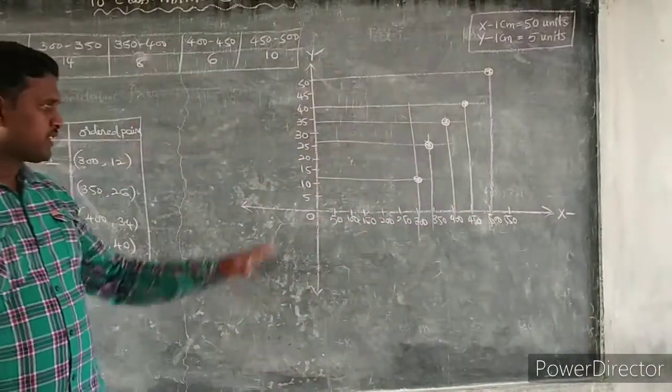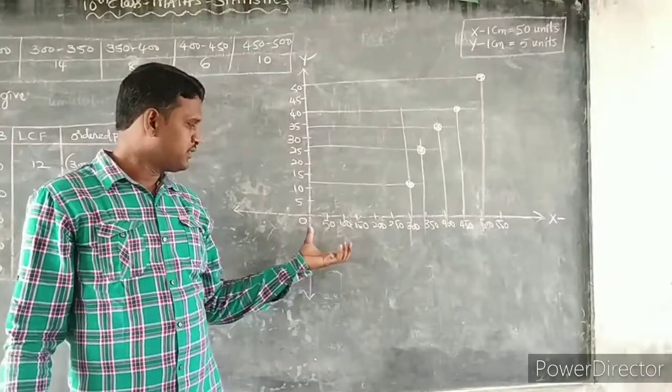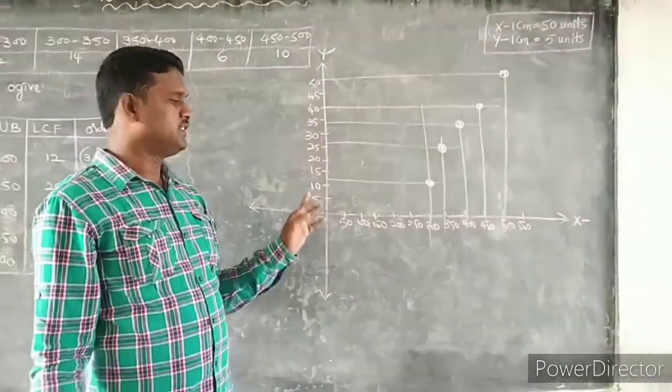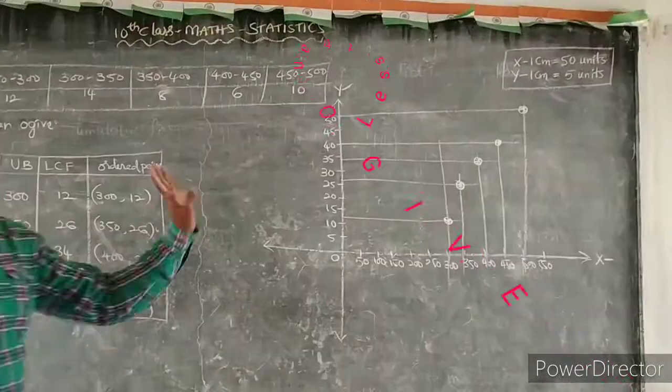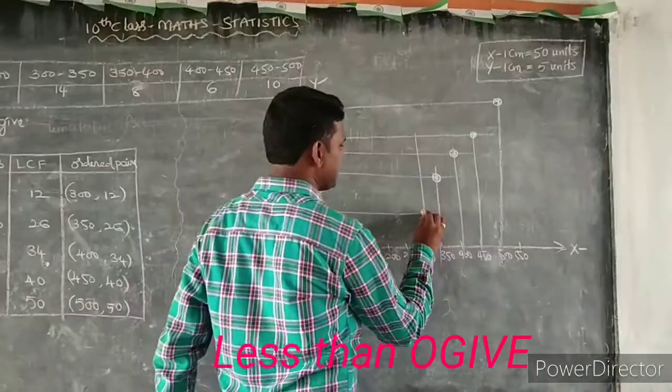Once again, first we took the x-axis and y-axis. On the x-axis, we took 50 units per 1 centimeter. On the y-axis, I took 5 units per 1 centimeter. And all these ordered pairs were plotted. Now, using your hand only, we need to join all these points.